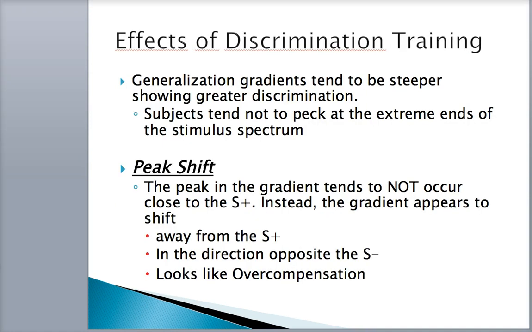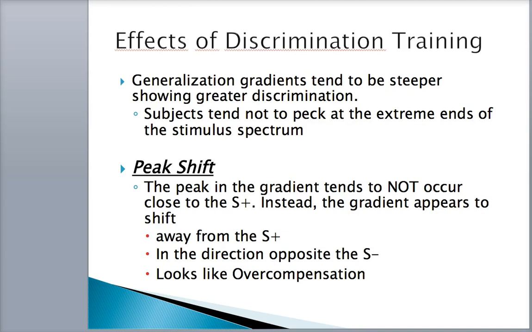So when you use discrimination training, you tend to see that the generalization gradients tend to be steeper. Single stimulus training, they're nice and round. With discrimination training, they tend to be more pointed, and the responding to other stimuli drops off more precipitously. The subjects also tend not to peck at the extreme ends of the stimulus spectrum at all.